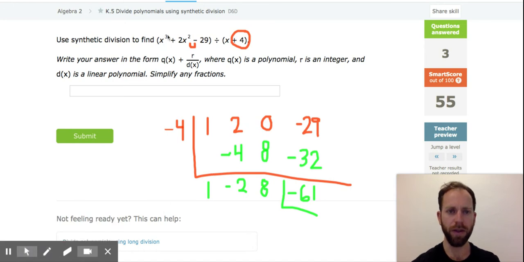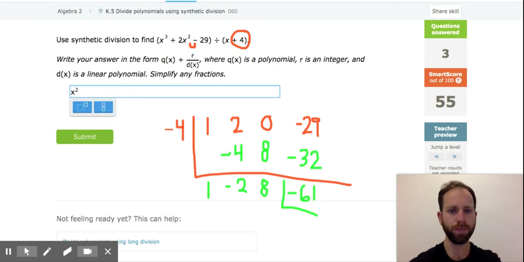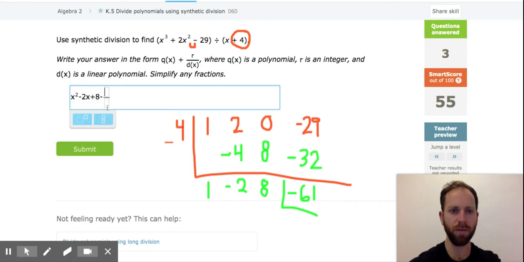We start off with an x cubed, so this term is our x squared, so that would be 1x squared minus 2x plus 8 with a remainder of negative 61. And that negative 61 is being divided by x plus 4.